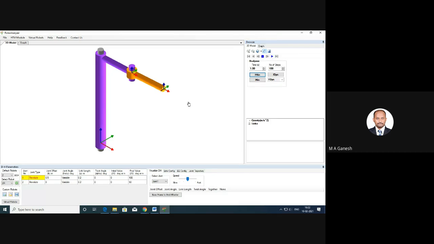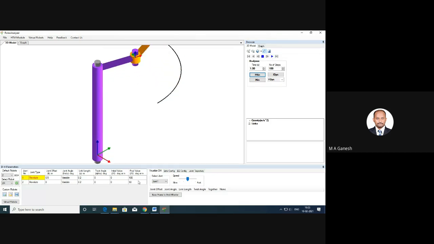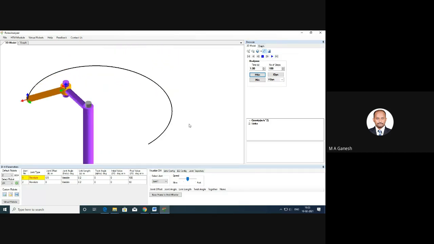If you observe the trajectory, the first revolute joint will be rotating about 180 degrees and the second revolute joint will be rotating about 90 degrees. When this is the case, you get this as the trajectory. So what is the trajectory you just observed? It is a C.